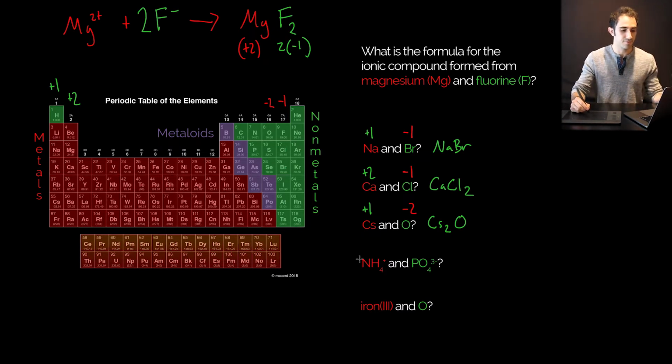Now, this one involves polyatomic ions, but it's going to still be based on balancing out the charges. And so I have a -3 charge on this PO4 and a positive charge on the NH4.